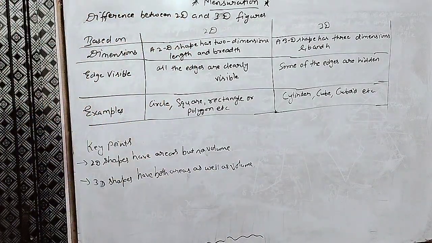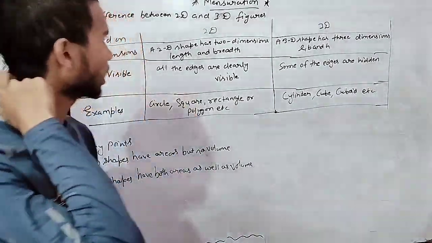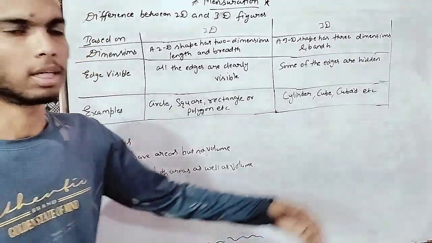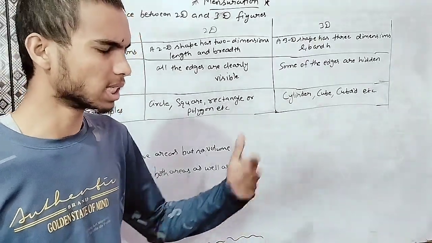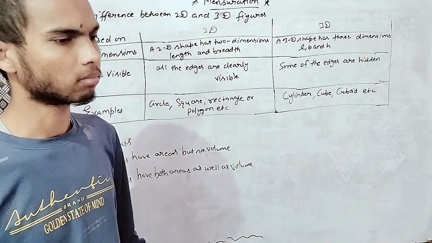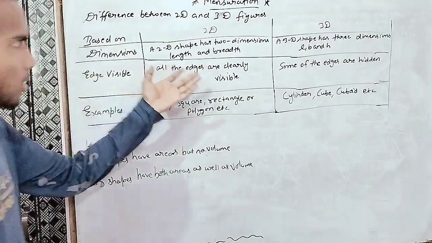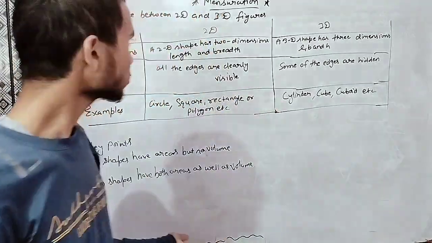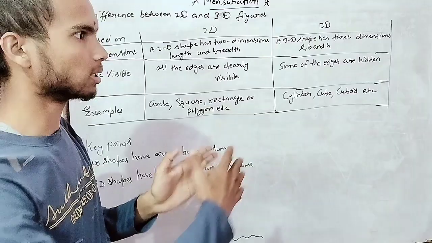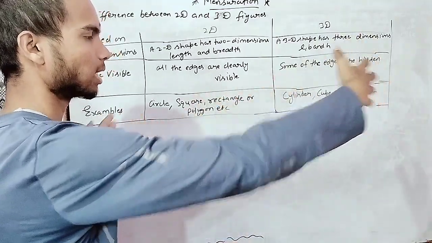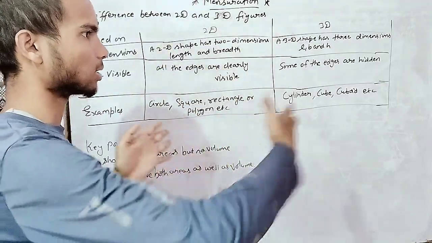Now here, written based on dimensions. A 2D shape has 2 dimensions, length and breadth, like the x-axis and y-axis we were discussing. Similarly, this is length and this is breadth. How much is the length, and how much is the breadth.